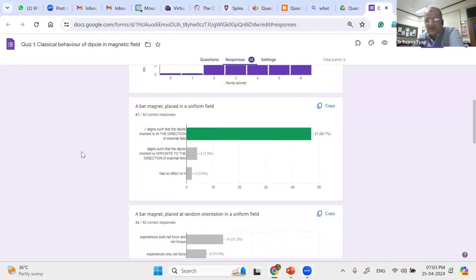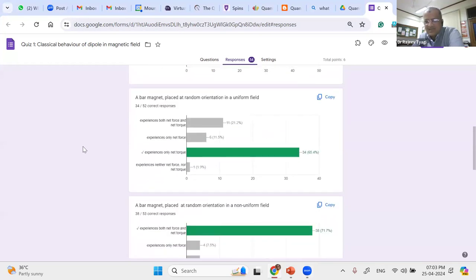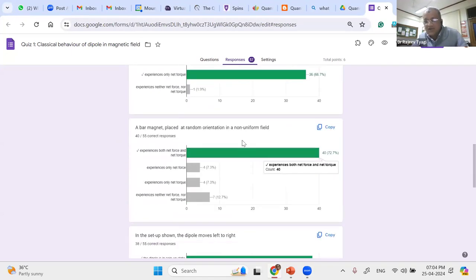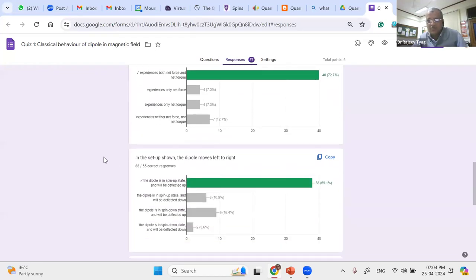Most of the people, 88%, have answered the first question correct. Second one, surprisingly, only nearly half of the people have got it right. A bar magnet placed at random orientation in a uniform field. Uniform field, that was the key word. It experiences only net torque. There is no net force. But when you place it in a non-uniform field, yes, most of you are right. It experiences both net force and net torque. It will try to align, but it will experience net force and net torque both.